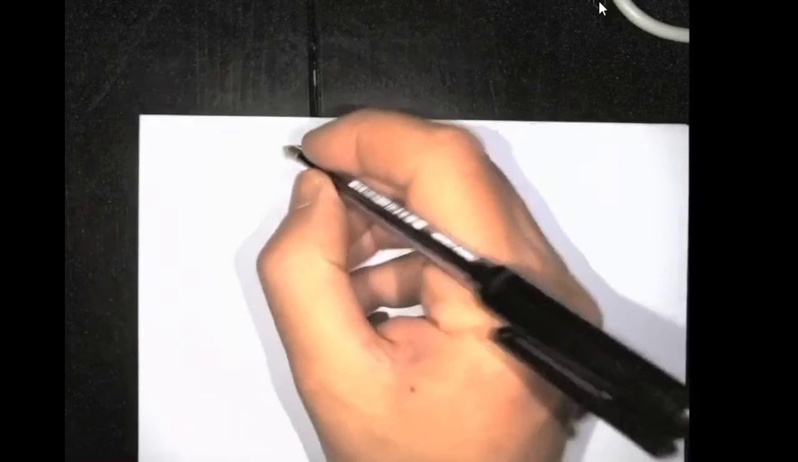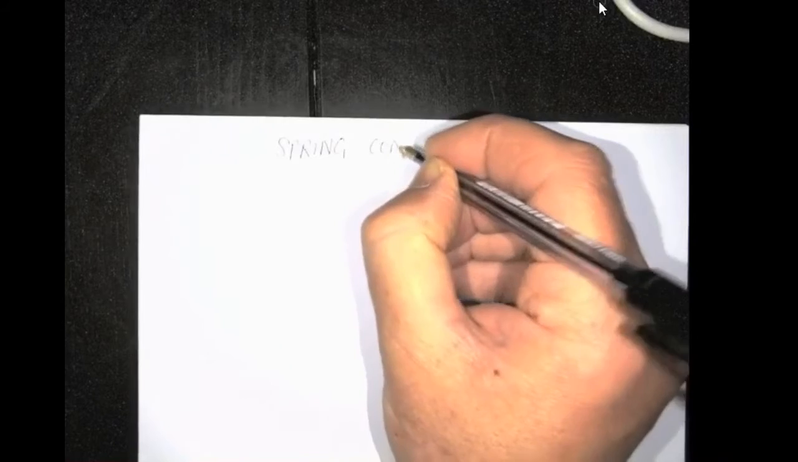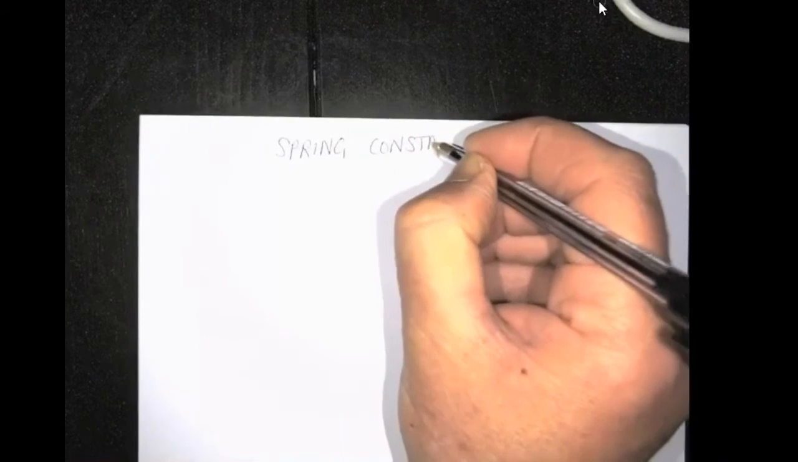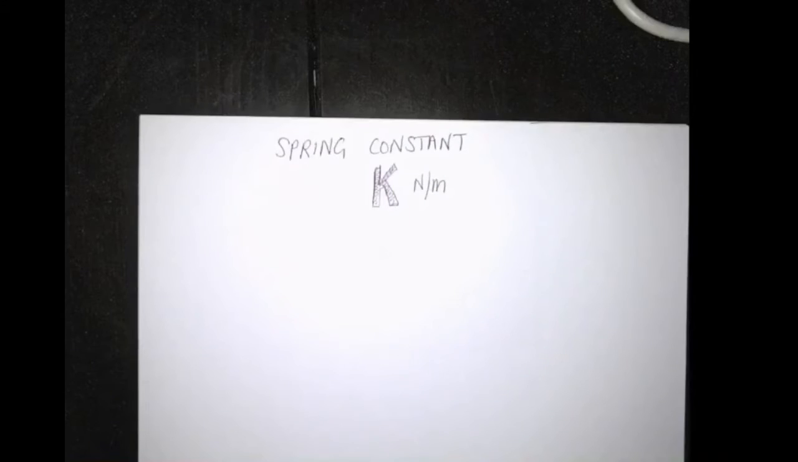Let's have a look now at the spring constant. Now the spring constant represents how difficult it is to squash or compress a spring. So let's think about some different springs and think about the spring constants.